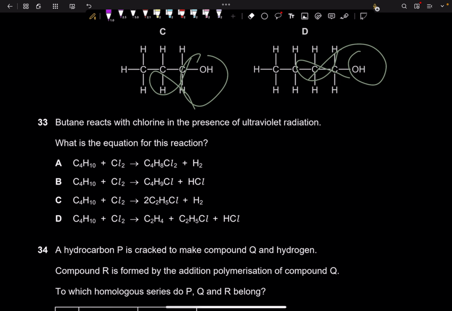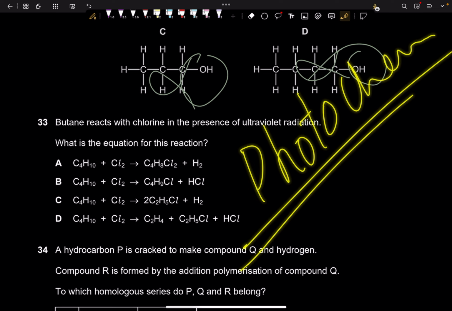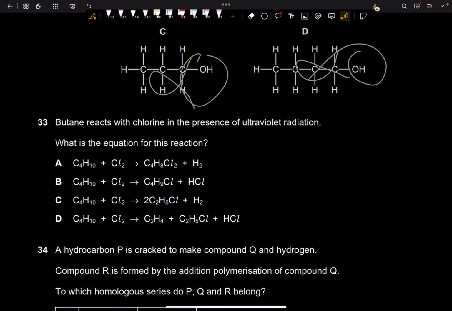Okay, butane reacts with chlorine in the presence of ultraviolet light. Basically, this is a photochemical reaction. Okay, learn this term, photochemical. I saw it in one of the past papers where it was asked about the definition of photochemical, so learn it. It's basically a reaction which needs UV light. Okay, what is the equation for this reaction?